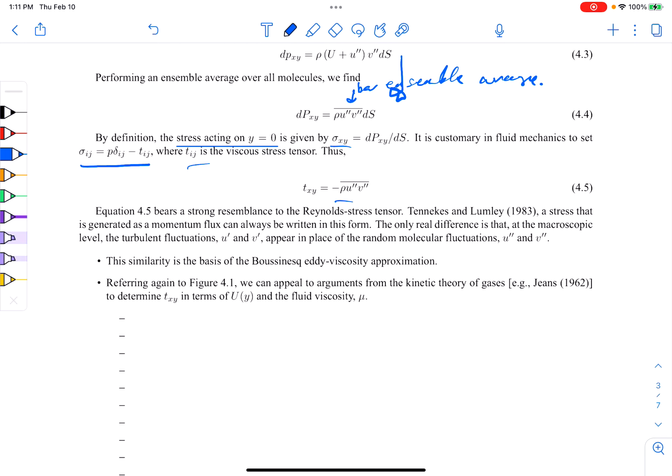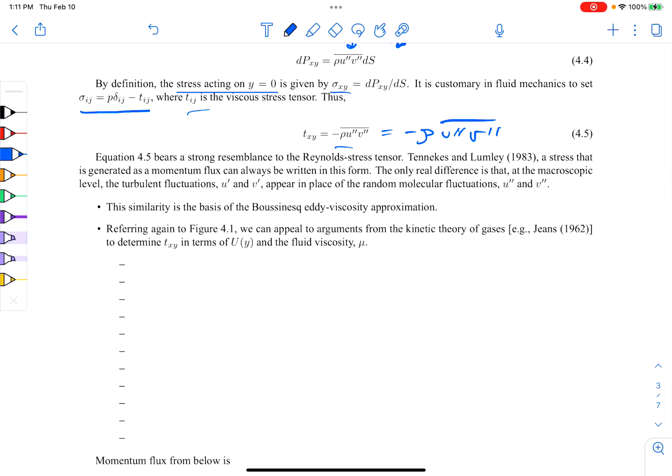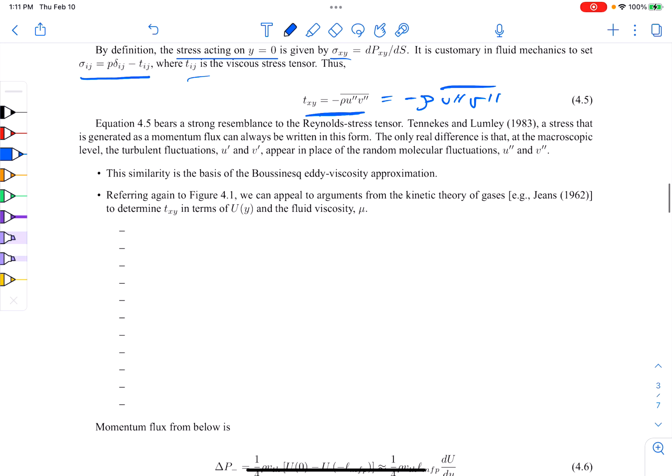And this is incompressible, so I think I might have written it as u prime prime v prime prime bar there, so I don't think I need to put the bar over the density. It's a constant. So this is like the Reynolds stress tensor, but this is just argued with hand waving and dimensional analysis, that this Reynolds stress tensor would be a lot like the stress tensor derived from molecular transport theory, which is how Boussinesq and Prandtl argued these things.